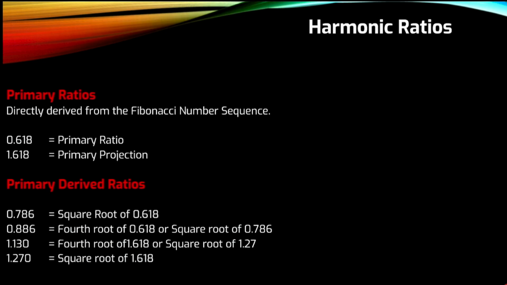Primary derived ratios, I think you don't need to tie yourself up with the maths in this, but I think this shows why they are so strong, why the patterns are so strong. A 0.786 retracement is the square root of 0.618. A 0.886 is the fourth root of 0.618, or the square root of 0.786. A 1.130 is the fourth root of 1.618, or the square root of 1.27, and a 1.27 is the square root of 1.618.